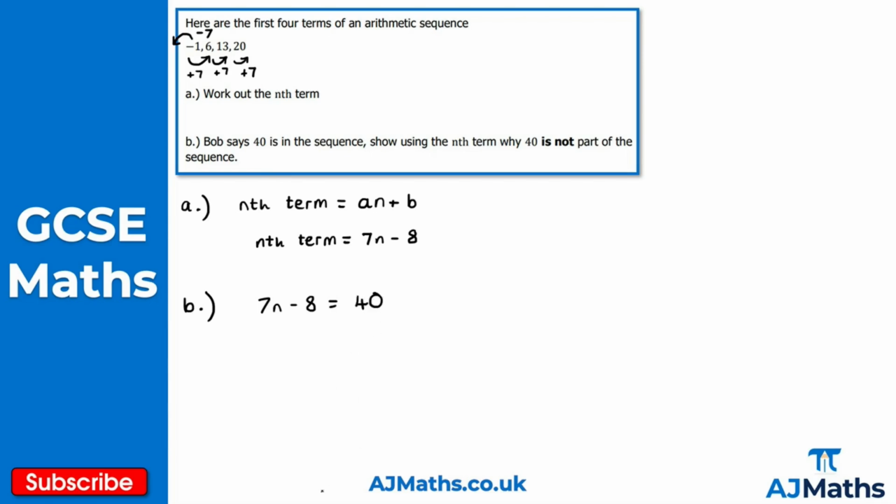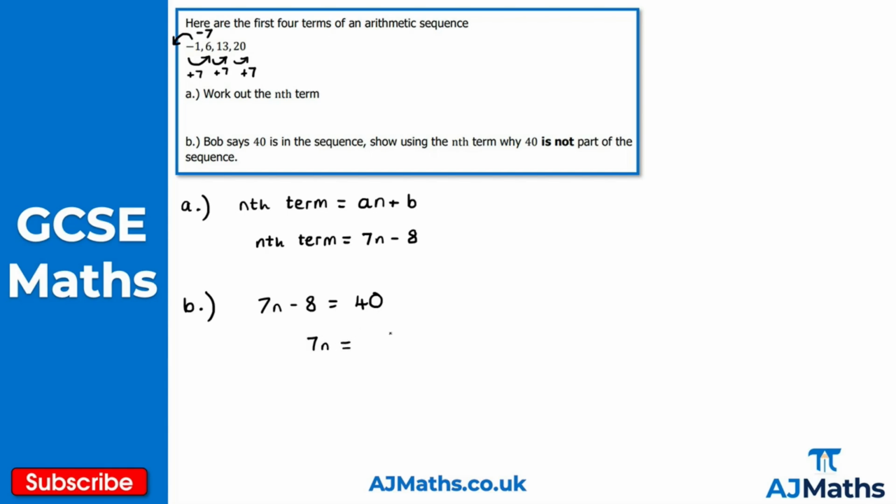What we do now is we solve for n. Remember, we get one of two outcomes. Either n is a whole number, an integer, and if it is an integer, that means that number is in the sequence. And if we get a decimal, so it's not an integer, then that number is not in the sequence. So if we're going to show that 40 is not part of the sequence, what we'd expect is that n is a decimal number. So we just need to solve for n here, so add 8 to both sides.